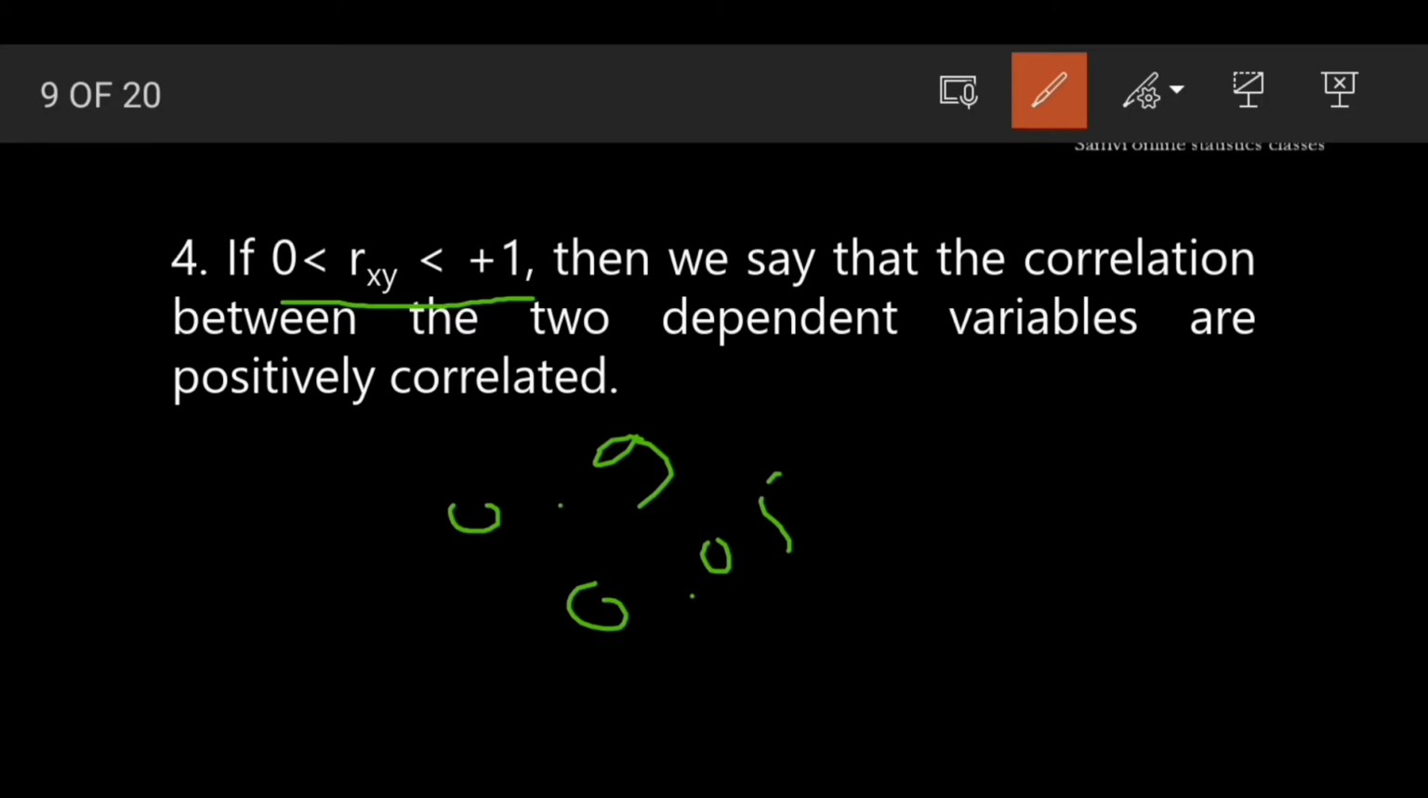So the meaning is, the values must be in between 0 and plus 1. If I get 0 here, then it is non-correlation. If I get plus 1, then you can say that it is a perfect positive correlation.